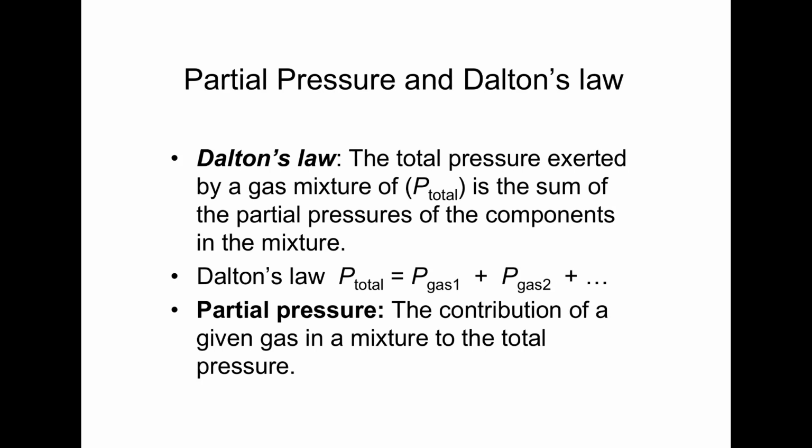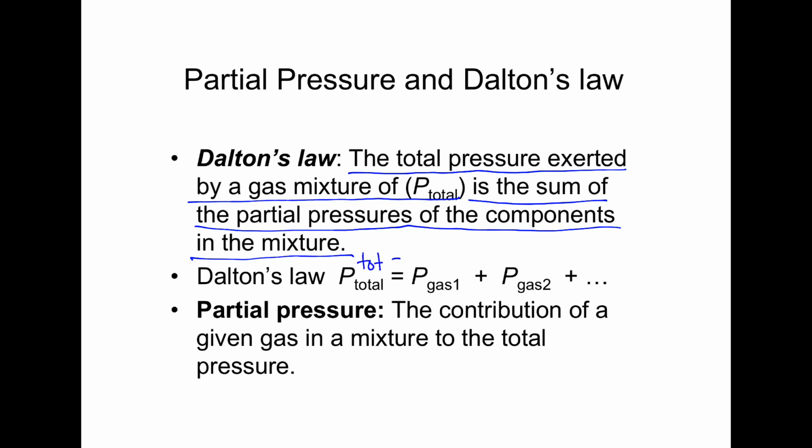Right, if you want to hear this in a different way, this is how Dalton said it. He said that the total pressure exerted by a gas mixture, so that's the total, is the sum of the partial pressures of the components of the mixture. So what he's saying is that the total is equal to the pressure that one gas exerts, and we call that a partial pressure. So this would be the partial pressure of gas 1, and then this would be the partial pressure of gas 2. So partial pressures are just the individual gases. The total pressure is what they all add up to be.